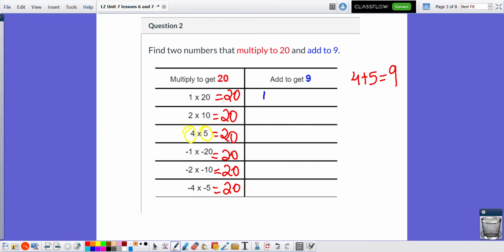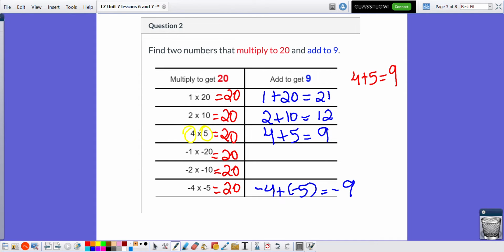So let's look at this. 1 plus 20 equals 21. 2 plus 10 equals 12. And 4 plus 5 equals 9. Would negative 4 plus negative 5 also equal 9? Actually, it equals negative 9. So we do not need negative 9. We need positive 9. So these are the factors. 4 and 5 will multiply to get 20, and 4 and 5 will add to give you 9.